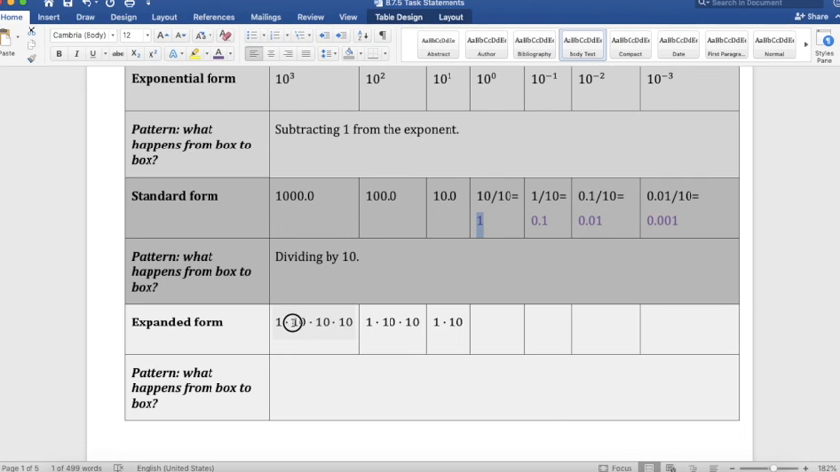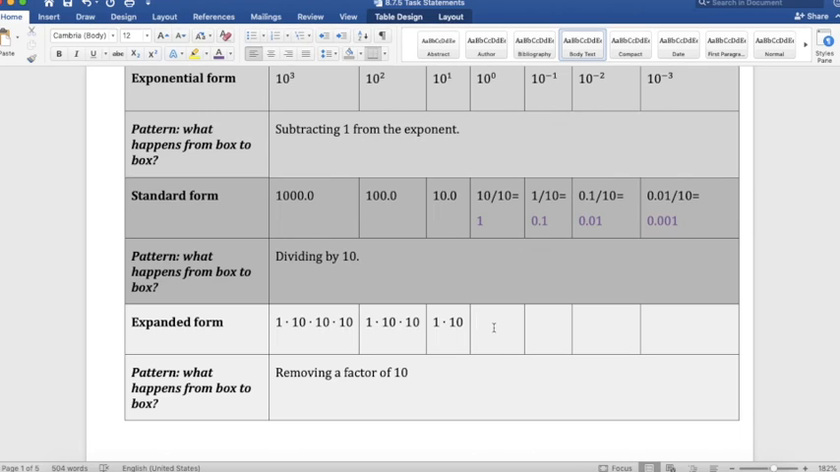So here we multiplied by 3 tens. It was 10 cubed. Notice all these first columns are the same thing. 10 cubed is 1,000, which is 1 times 10 times 10 times 10. 10 squared is 100, which is 1 times 10 times 10. And then 10 to the first power is just 10, or 1 times 10. So really what I'm doing is I'm removing a factor of 10.